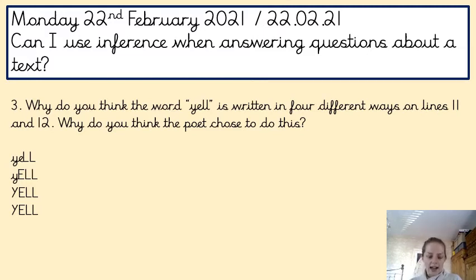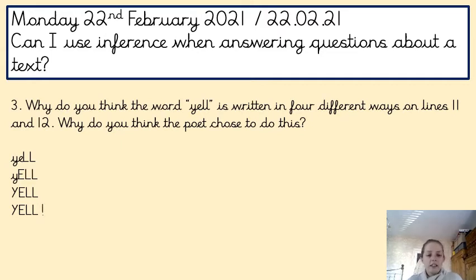Now, I'll give you a clue. There are more capital letters as you go on. So our first word only has 2 capital letters. Our second word has 3. And our third and fourth word both have 4 capital letters, but our fourth one should have an exclamation mark.